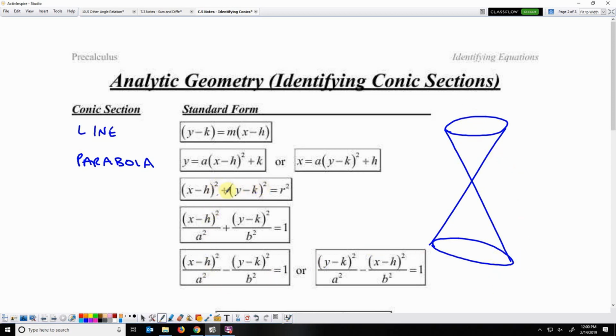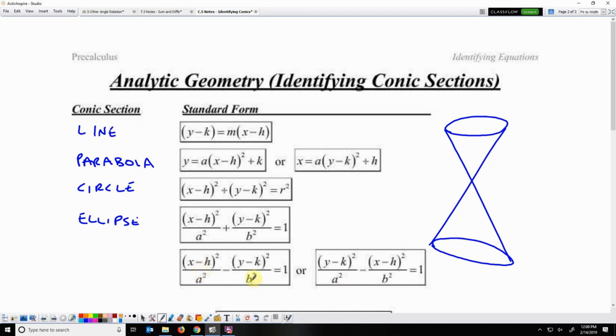Two squared terms, same horizontal and vertical stretch. That is a circle. That comes from slicing parallel to a base. Two squared terms with different stretches, horizontal and vertical, with a plus, that is an ellipse. That comes from slicing not through a base, but also not parallel to a base.